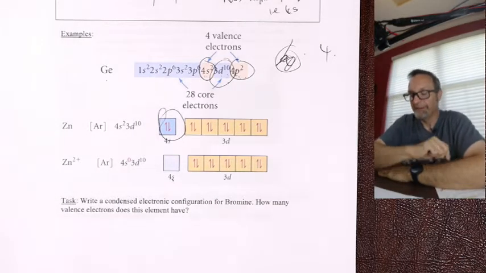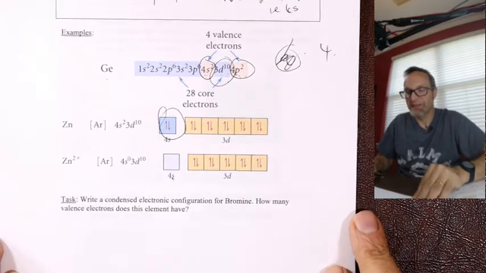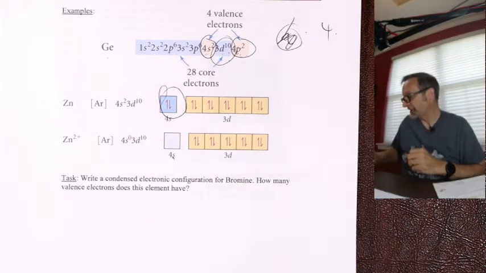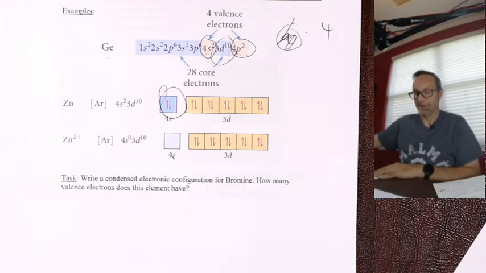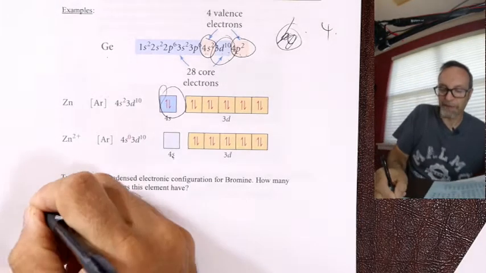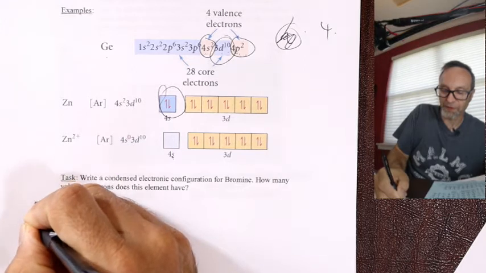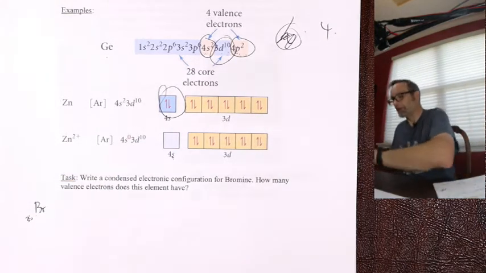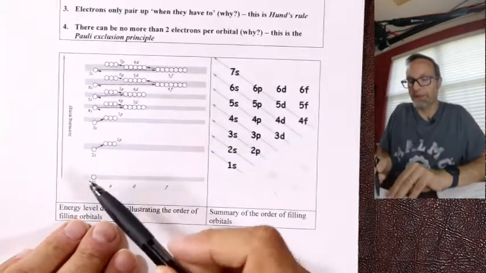See if you can do it for bromine. My suggestion is look at where bromine is in the periodic table. Bromine is element number 35. And then take a peek at the order of filling.